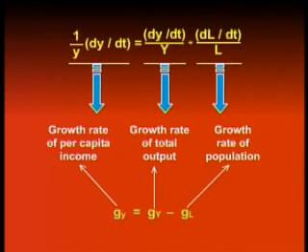At a point where G capital Y is equal to G capital L, that would be the point where G small y is equal to 0. That is, per capita income growth is 0. That is, the ratio Y over L is not changing. The ratio capital Y over L is not changing over time. That is, small y is constant over time.